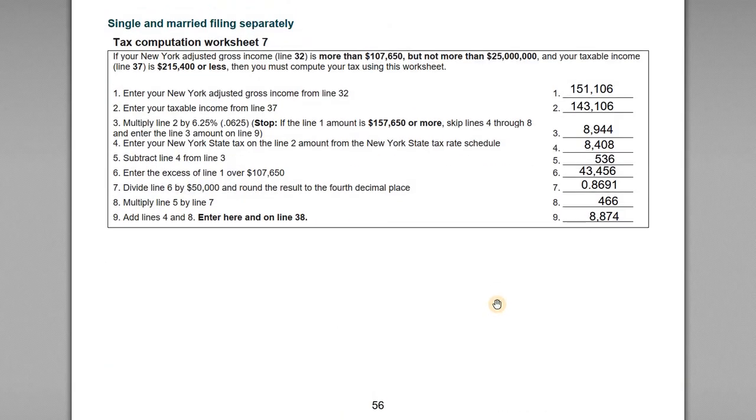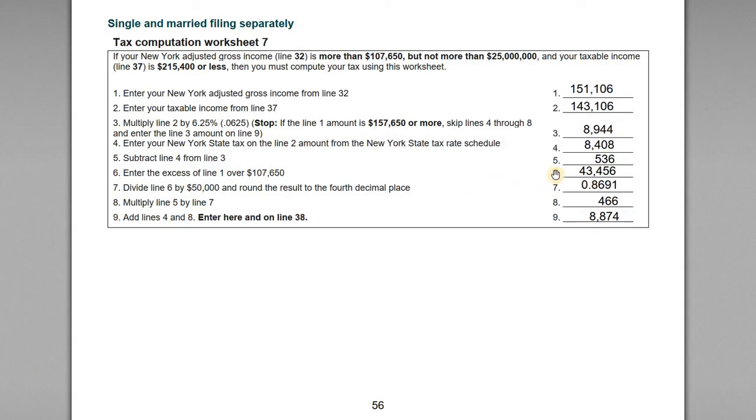So jumping back to worksheet 7, we put our 8,408 here, and then just continue on with the worksheet doing the math. Subtract 4 from 3, we get 536. Enter the excess of line 1 over 107,650. So there's that 43,456 number.